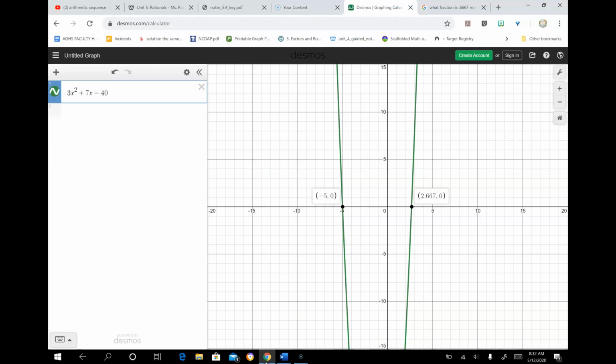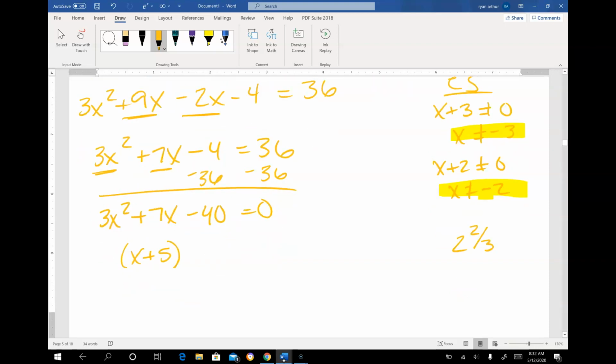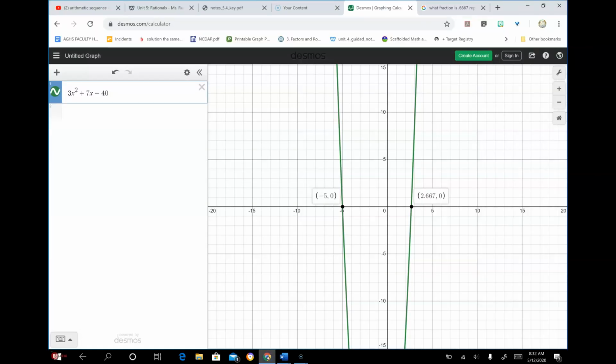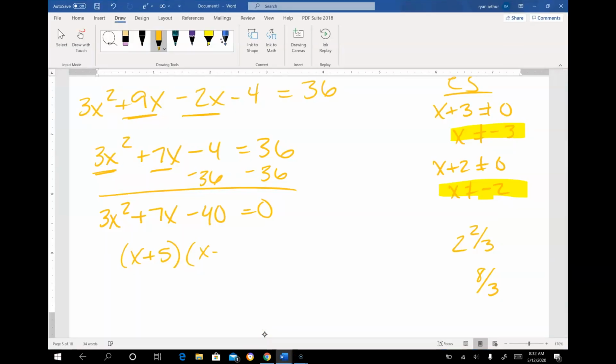So it's x plus 5. Let's go ahead and write that one down. So it's x plus 5. And then that's 2 and 2/3, right? So to convert that to an improper fraction, 2 times 3 is 6, plus 2 is 8, so it's 8/3. So that's going to be minus 8/3. So x minus 8/3, okay? Which, remember, you do the bottoms up, so it's really going to be x plus 5 times 3x minus 8.